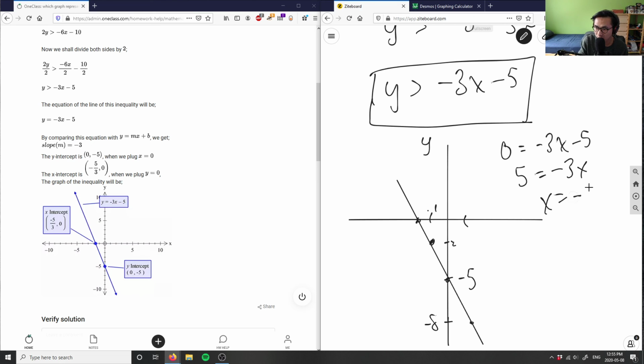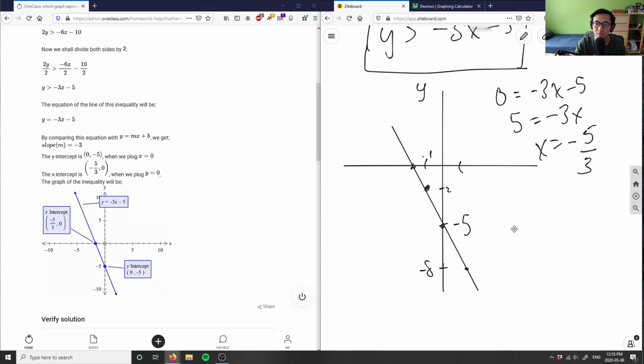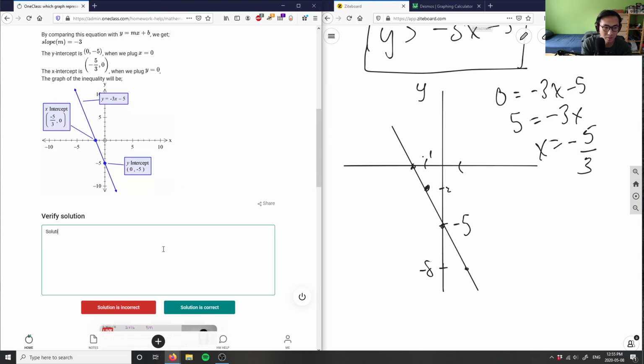So this here is negative 5 over 3 here. So this solution here is correct. Again, they did the graph here, which is great. So the solution here is correct. Good analysis as well.